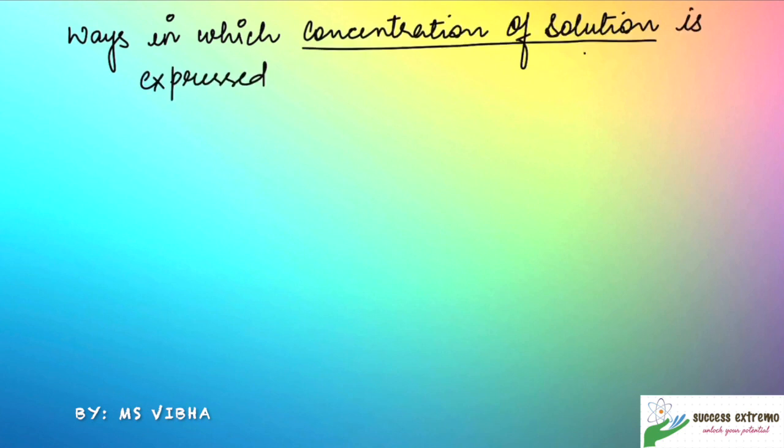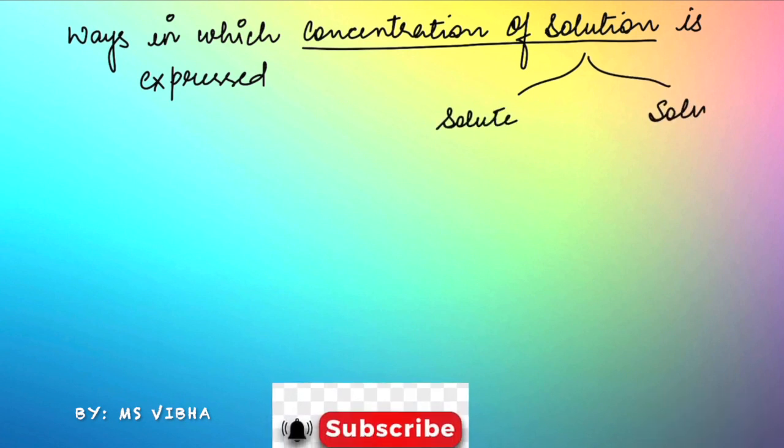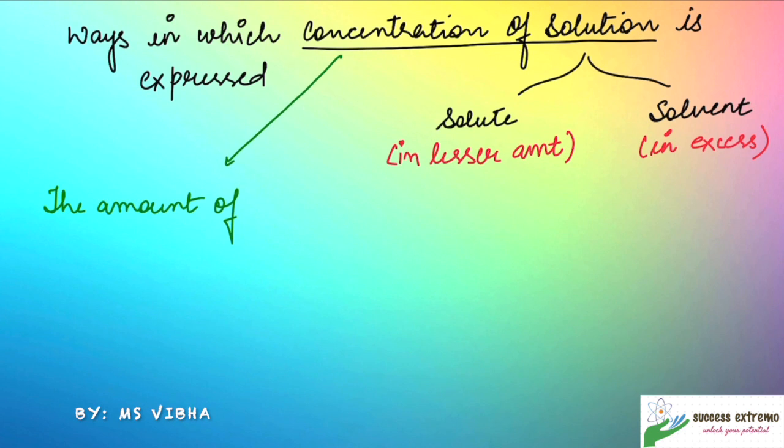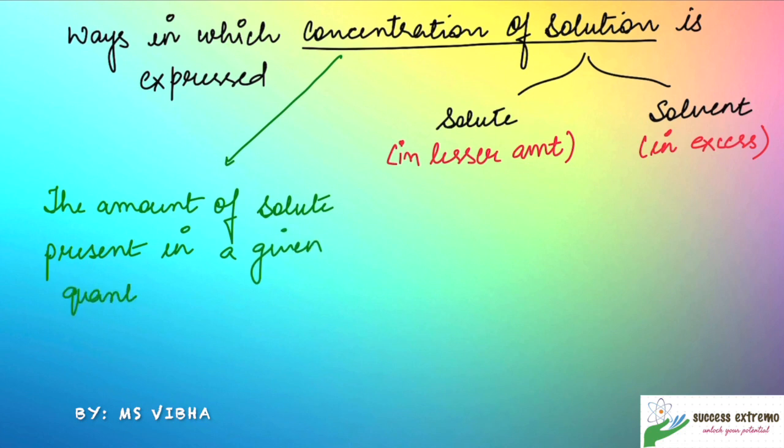Before discussing the different ways, we need to understand what is solution. So solution is made up of two components. One is solute, other is solvent. Solute is that substance which is present in lesser amount and solvent is that which is present in excess, and the concentration can be defined as the amount of solute present in the given quantity of solvent or solution, which can be explained as how much amount of solute is dissolved in given solution or in a given solvent.